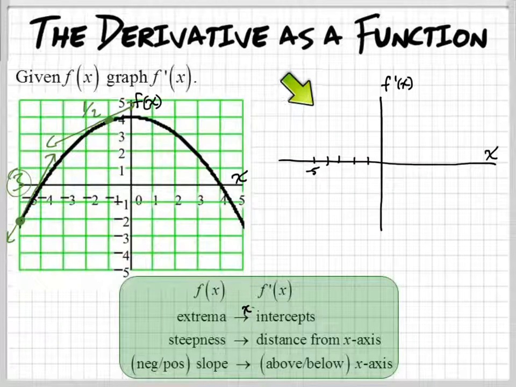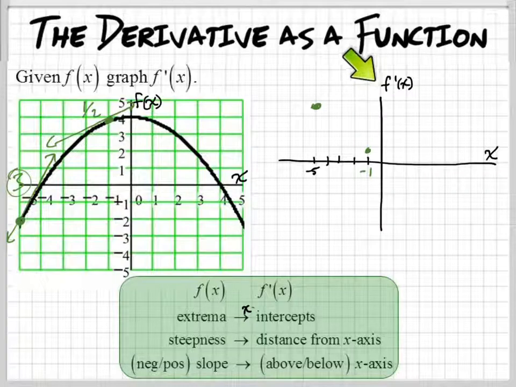So let's just put a point up right here. And then for negative 1, we have to put a point that's closer to the x-axis. Right? Because remember, f prime means slope. So whatever you're graphing here, you're caring about the slope at that point.